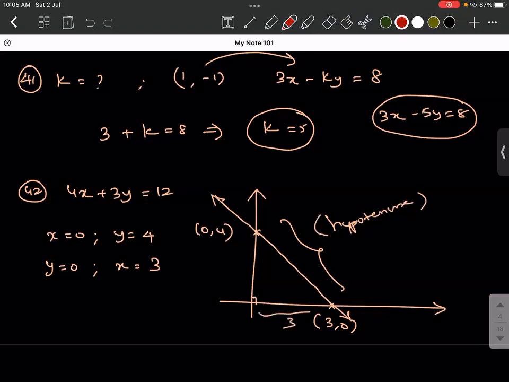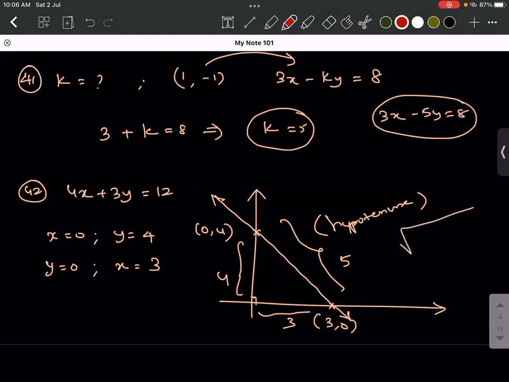So this distance is 3, this distance is 4, and this distance will come out as 5. Because 3, 4, 5 are called Pythagorean triplets. What are they called? Pythagorean triplets. Means if the horizontal and vertical are 3 and 4, by default the hypotenuse will be 5.